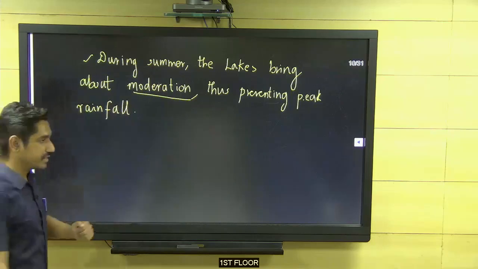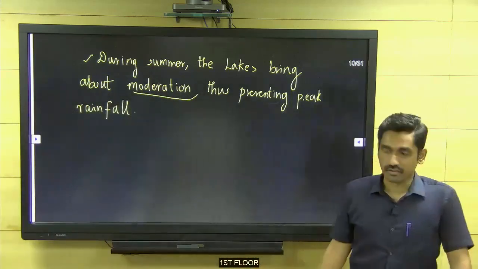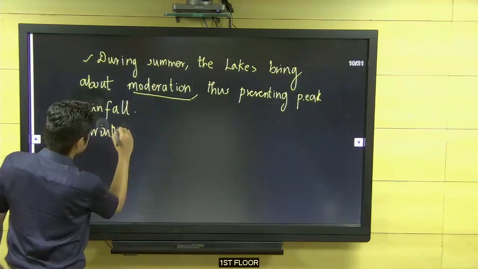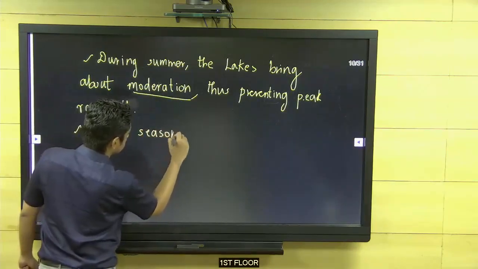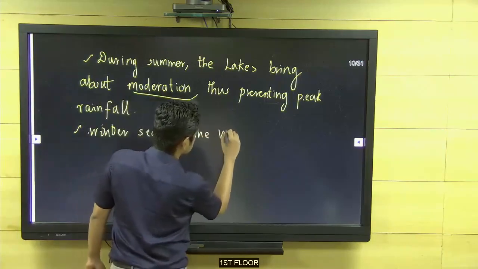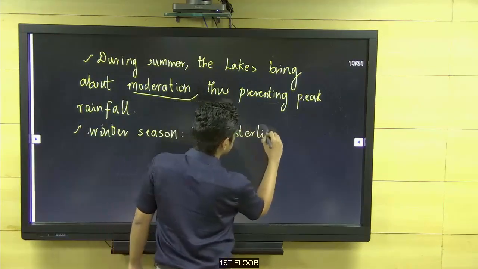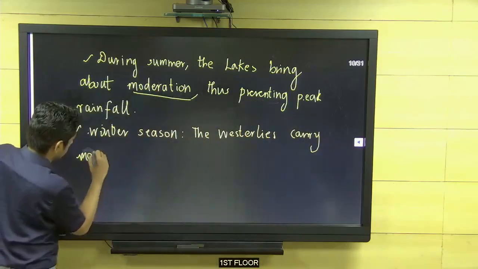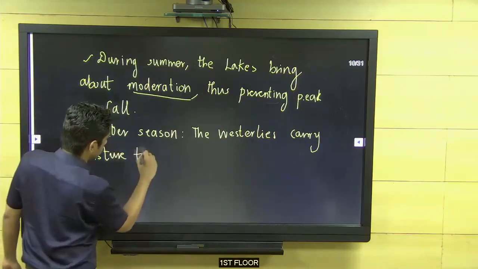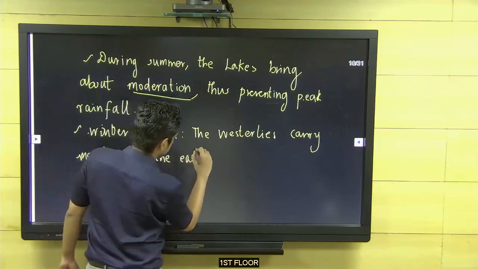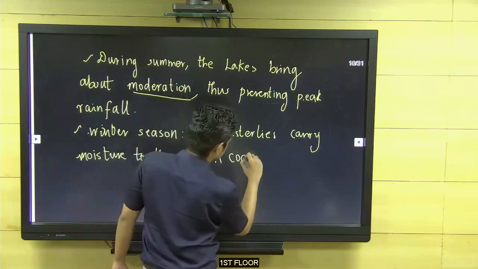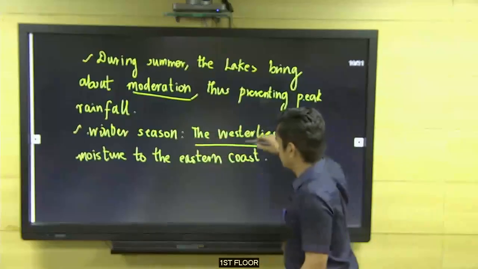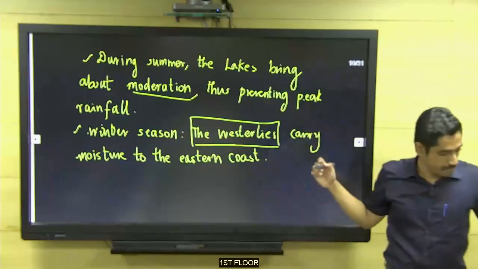Now, winter season, you get a beauty right here. In winter, the westerlies carry moisture to the eastern coast. If you look at the diagram, you'll get the idea. First, copy the statement. Okay. We'll see how.